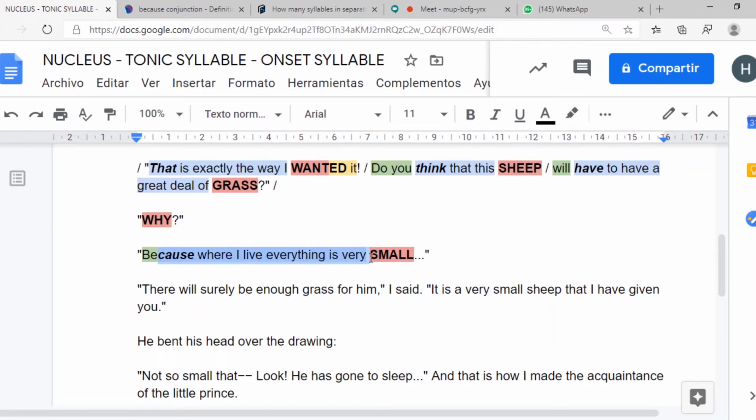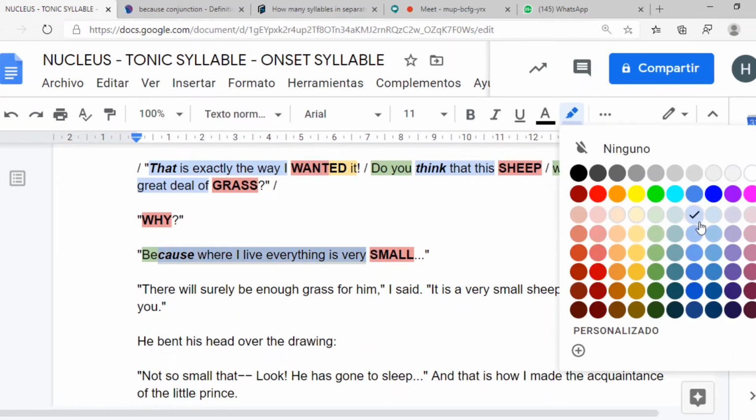No es el mismo azul, perdonen. Creo que era este.